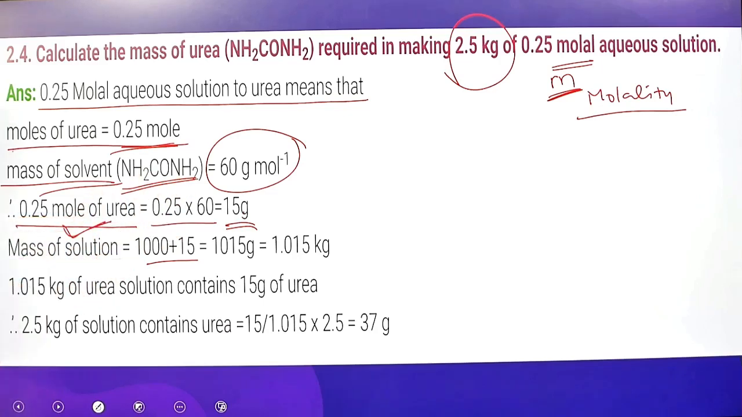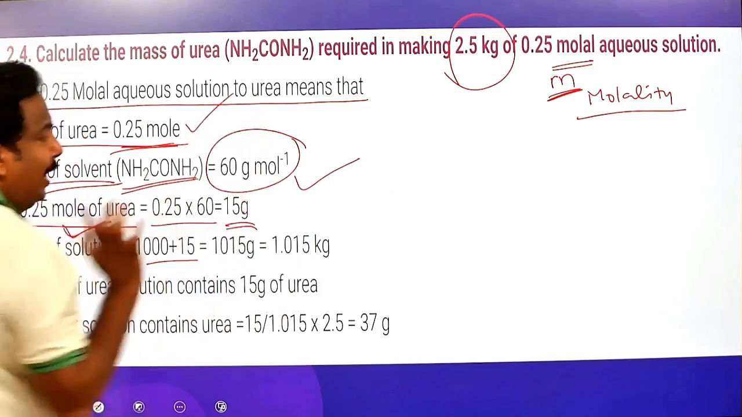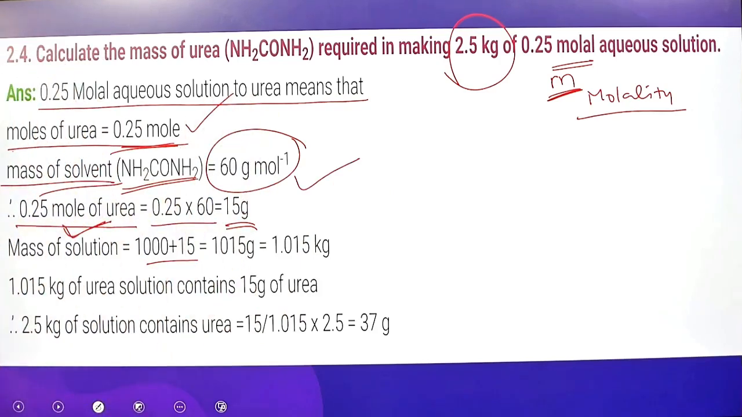Over. This calculation clear? This understanding is clear? 2 steps are over.